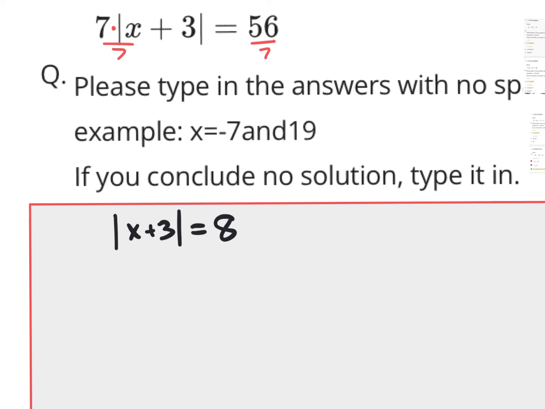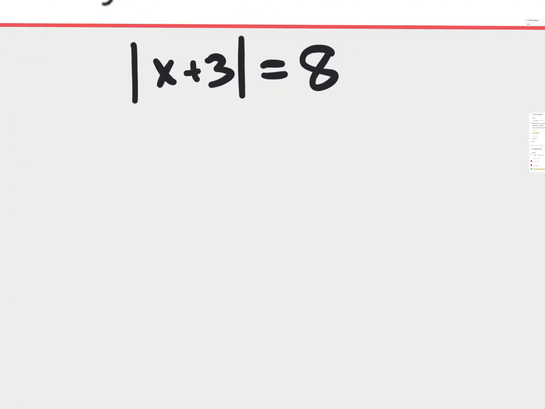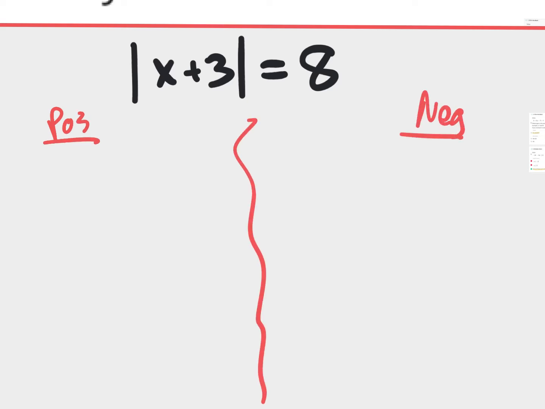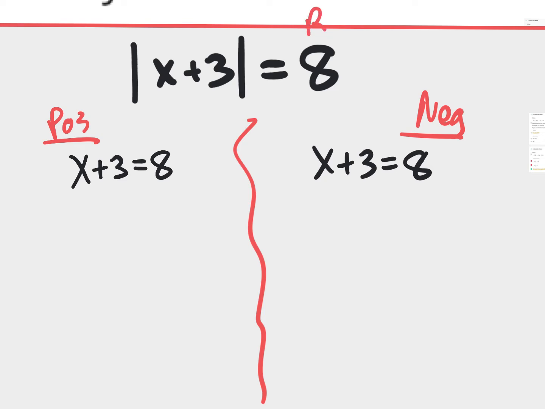That was step 1. Now we can move on to step 2, setting up your positive situation and your negative situation. Okay, squiggly line in between. The positive situation is writing it exactly the way it is without the absolute values, x plus 3 equals 8. The negative situation, same thing, nothing changes except you change the sign of everything on the right side. Everything on the right side you have to change. So that 8 has to become a negative 8. And I'm doing it in red so it'll stand out.